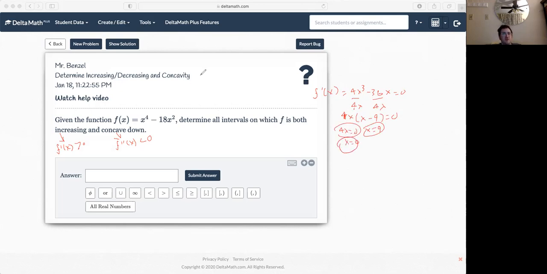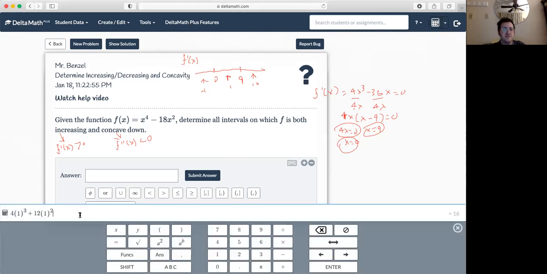And I'm going to have a first derivative sign chart. I like having a first derivative sign chart. So I'm looking at my 0 and 9. And I'm just going to plug into my first derivative, maybe I'll try -1, 1, and 10. I'm just going to go to my calculator and plug it into my first derivative.